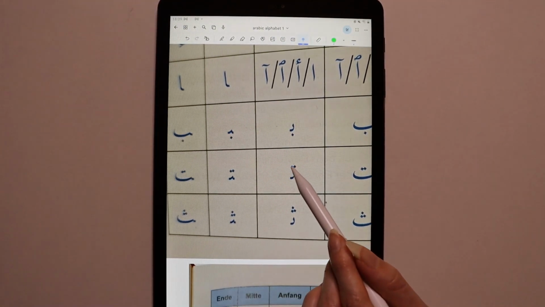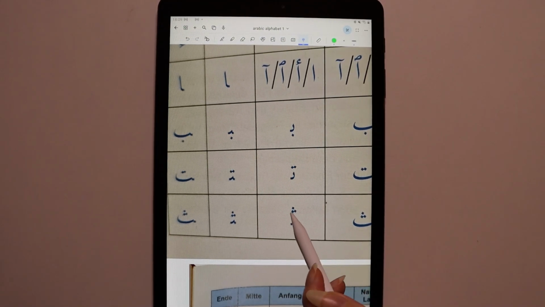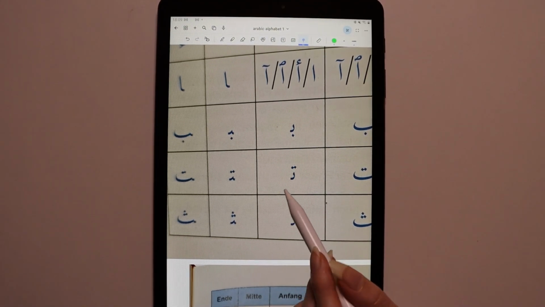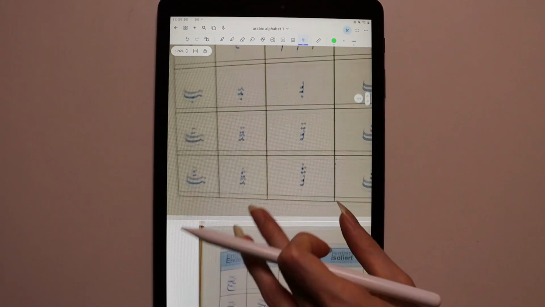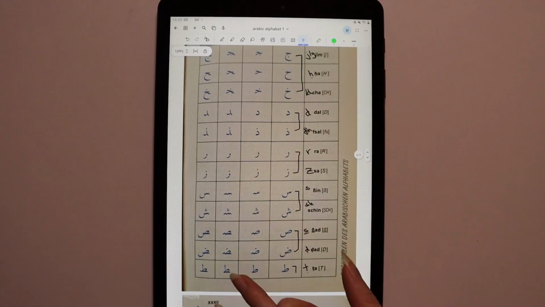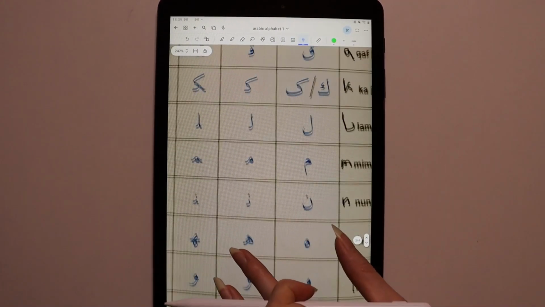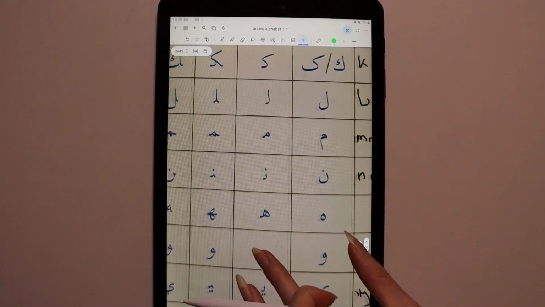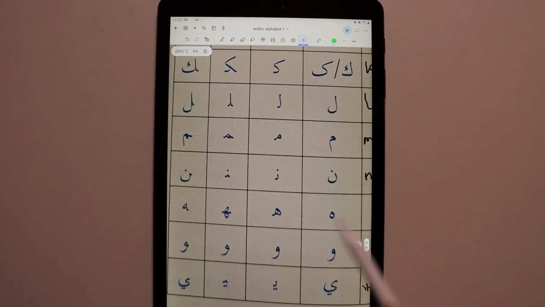And if it's two dots on top, it's a ta. And if it's three dots on top, it's a tha. And if it's two dots below, it's a ya. So the dot placement really is important in order to tell which letter we are talking about. So noon, an N sound.